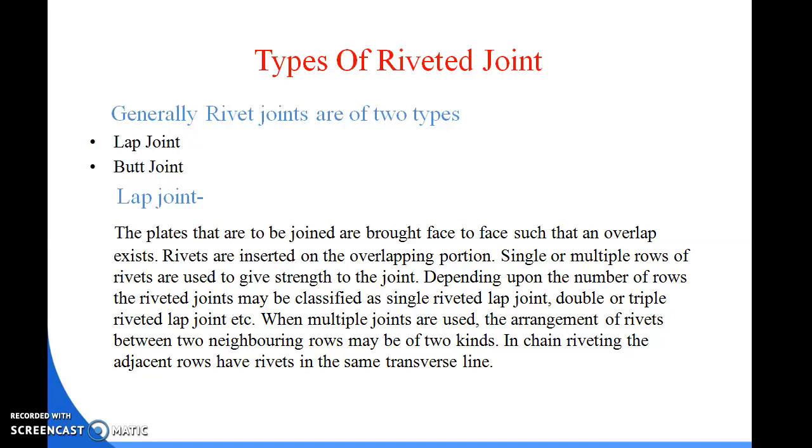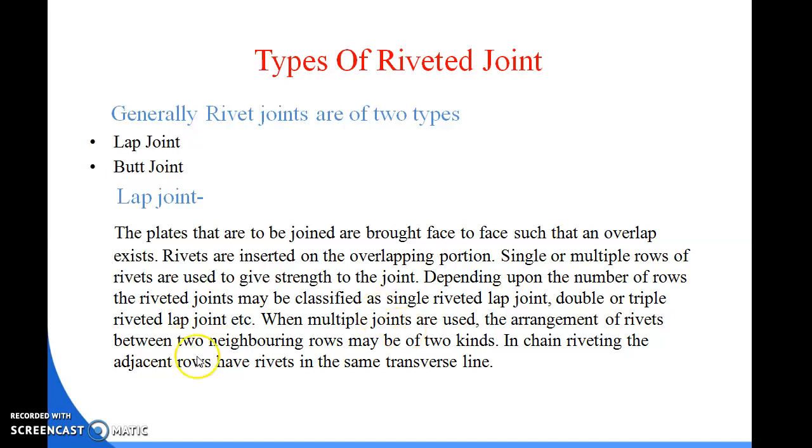Single or multiple rows of rivets are used to give strength to the joint. Depending upon the number of rows, the riveted joints may be classified as single riveted lap joint, double or triple riveted lap joint, etc. When multiple rows are used, the arrangement of rivets between two neighboring rows may be of two kinds. In chain riveting, the adjacent rows have rivets in the same transverse line.